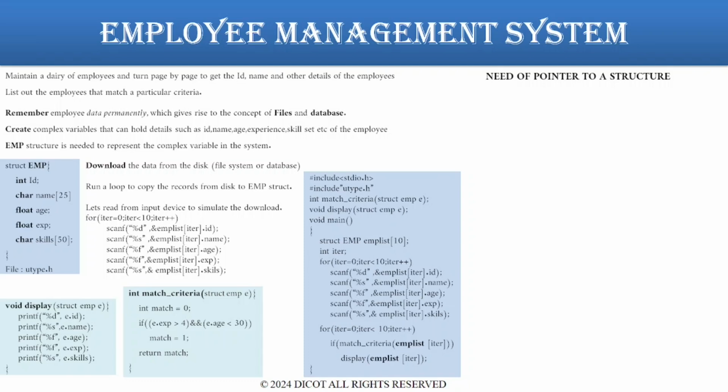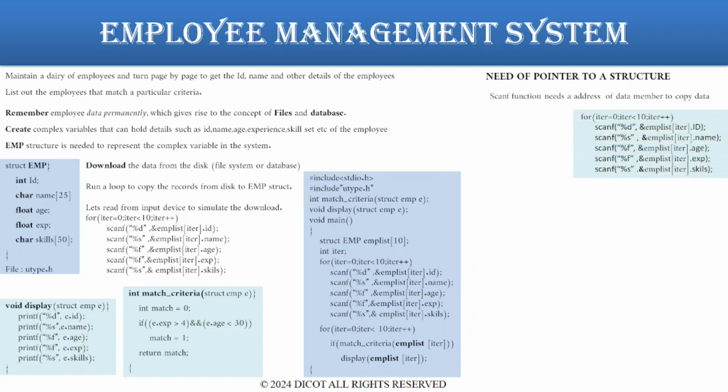As we know, scanf function needs an address of the data member to copy the data. As you can see in this loop, scanf function is accessing the address of the data member. Let's replace the calls to scanf with a getData function. Let's use the function getData to receive the data from the user. The function call will look something like this. Now the input is received in the function getData.